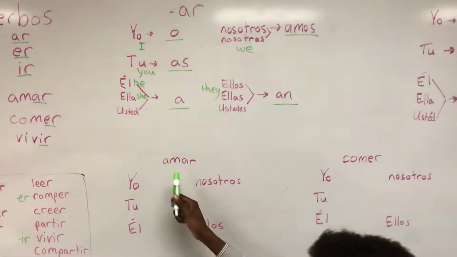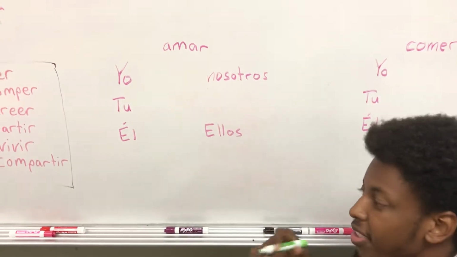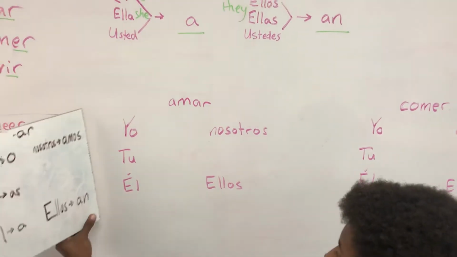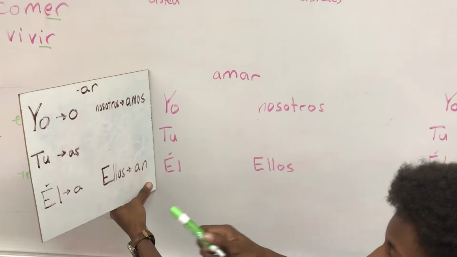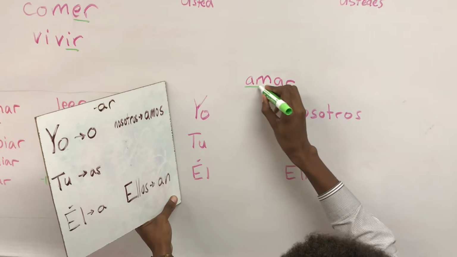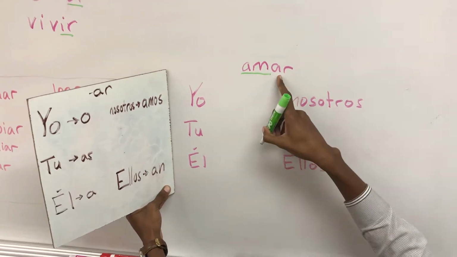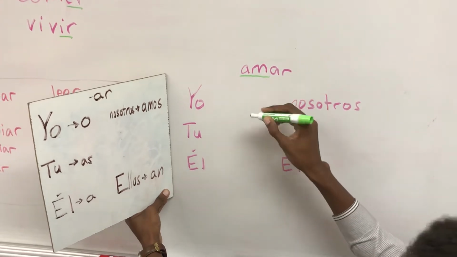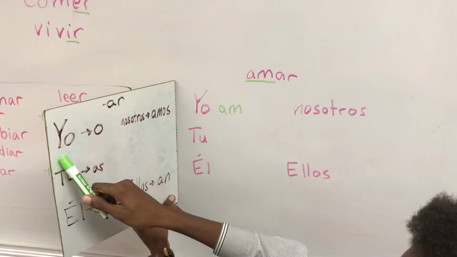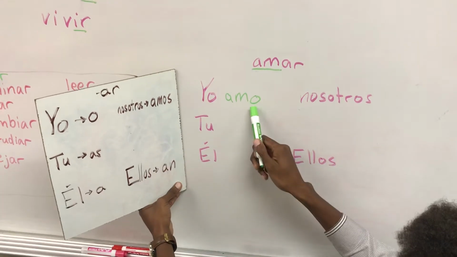Alright, so, amar. We talked about this verb, amar. Amar means to love, but you don't need to know that to conjugate it. So, let's look at our little cheat sheet here. Yo, alright, change the AR. Alright, so this is the part we're focusing on, without the AR. This is the base, the stem, okay? Don't worry about the AR for this. So, you start with the stem, and what do you change it to for yo? Yo amo, you change it to O. The AR changes to O.